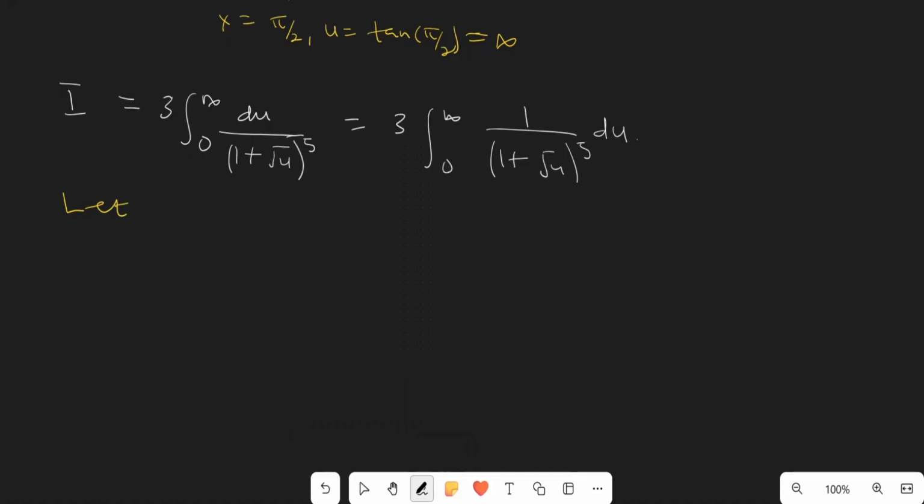So let's say this time, let k be equal to the square root of u. In that case, k squared is equal to u. So du here is going to be 2k dk. So in place of du, you can put 2k dk there.